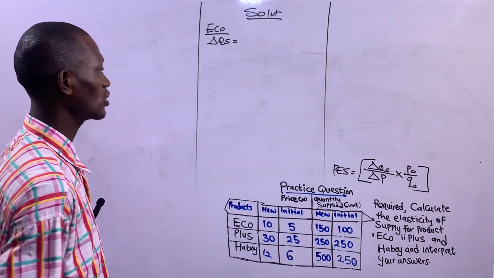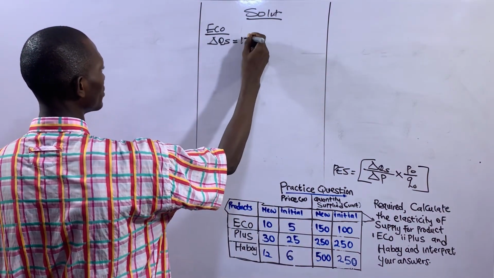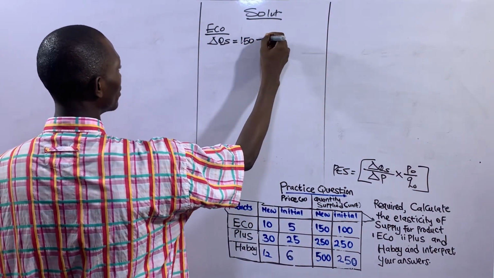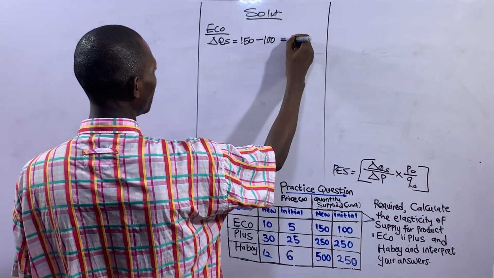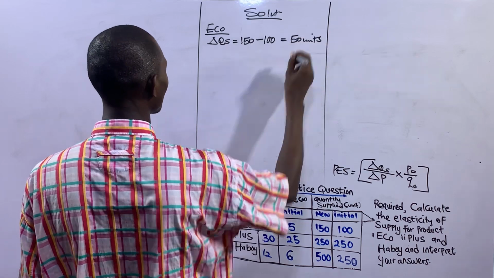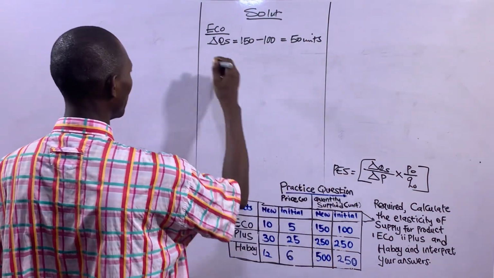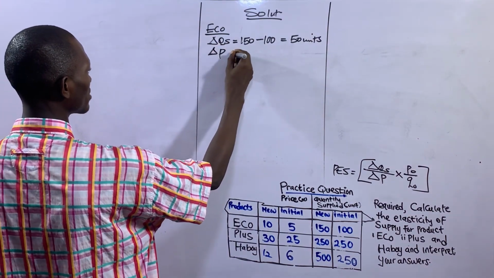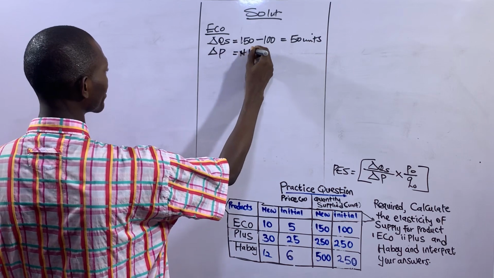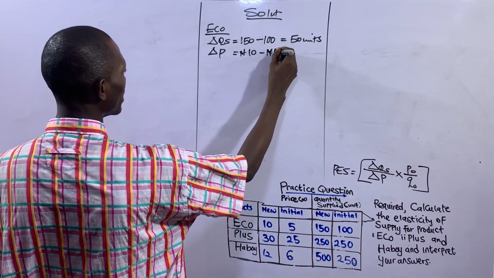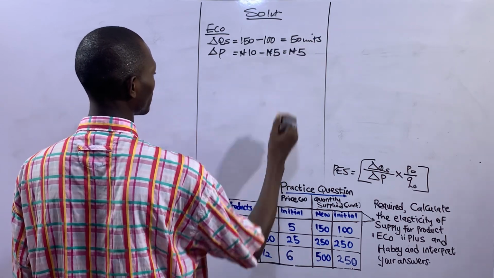Don't forget, change in is the new quantity minus the old quantity. So the new quantity is 150 minus the old quantity is 100. So 150 minus 100, that gives us 50 units. And don't forget, your quantity is expressed in units. Then let's get change in price. So change in price is new price minus the old price. So new price is given as 10 minus the old price is given as 5. Then that gives us 5.